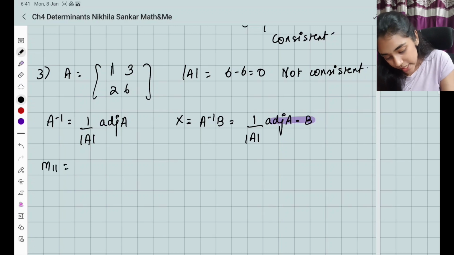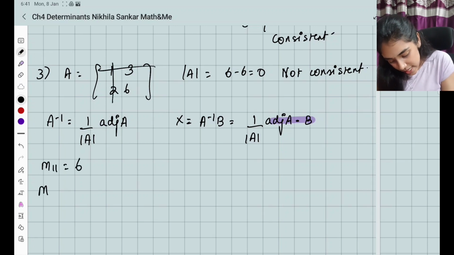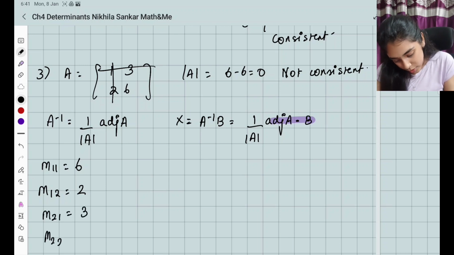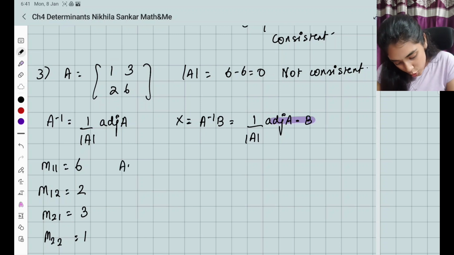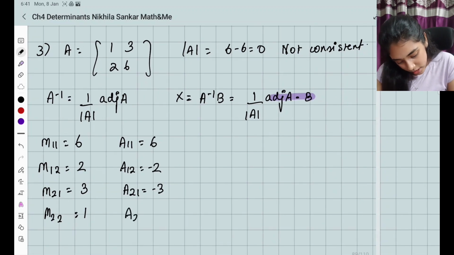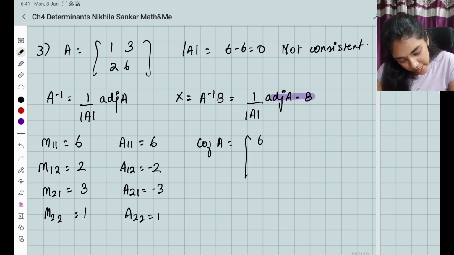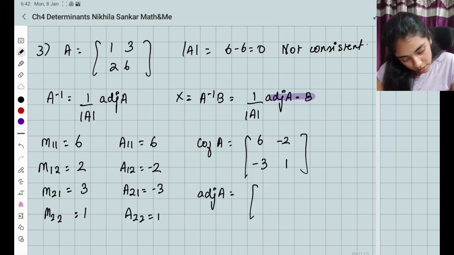So m11 equals, when I hide this, we're going to have 6. Then m12 equals 2, m21 equals 3, m22 equals 1. Okay, idella namakku panna theriyano. So these are the minors. Now cofactors, a11 equals 6, a12 equals minus 2, a21 equals minus 3 and a22 equals 1. So from this, the cofactor matrix of A is going to be 6 minus 2 minus 3 1, and adjoint A is going to be 6 minus 3 minus 2 1.